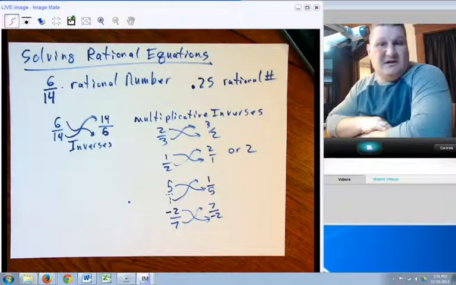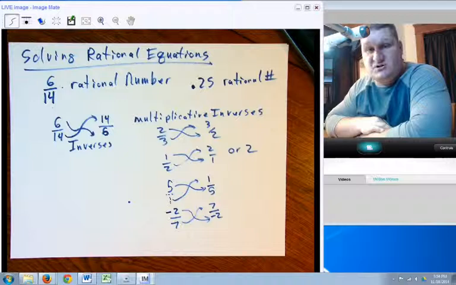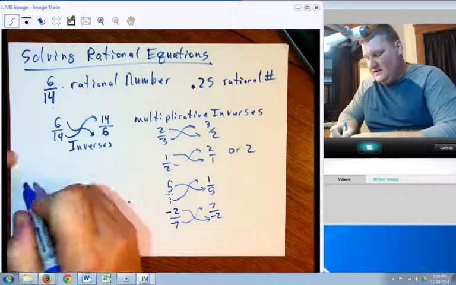Okay, ladies and gentlemen, let's start with some rational equations. Now, rational equations are different than the equations that we've done only in the respect that they include fractional multiplication. Okay? Now, previously, we've already done kind of some problems.